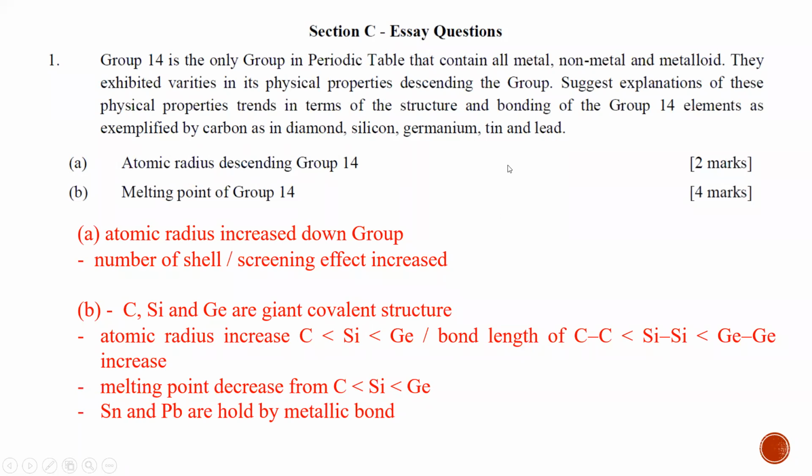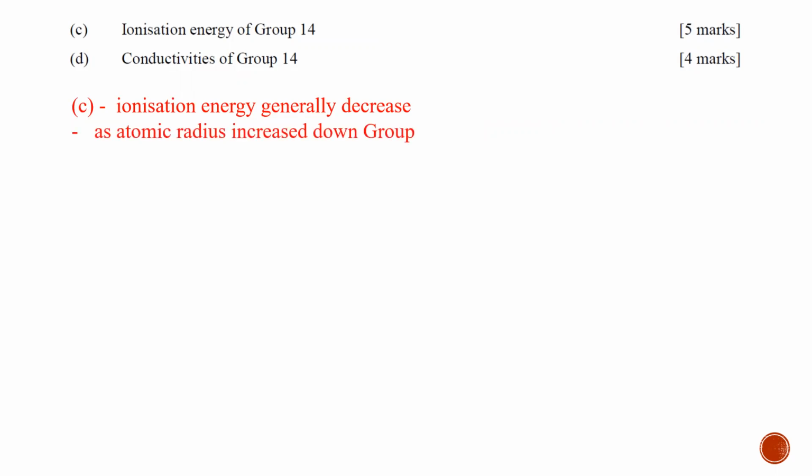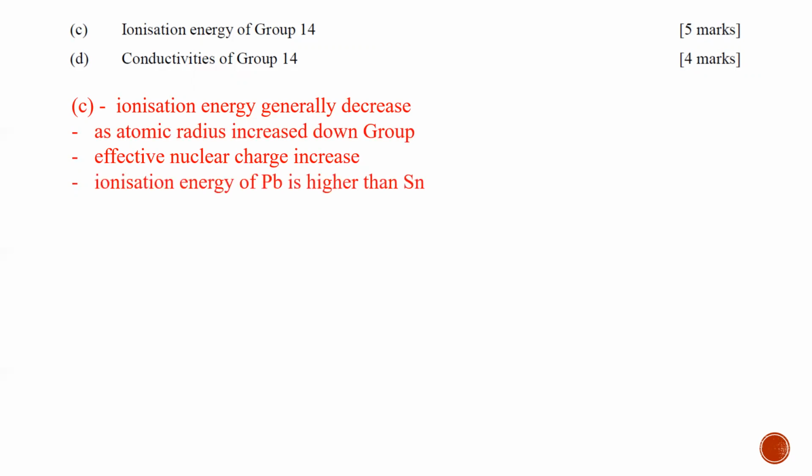Okay, so you notice that when it comes to STPM questions, they will more or less ask around all this. So that is for 1A and 1B, and then we have 1C, ionization energy of group 14. So generally, ionization energy decreases. Why? Because atomic radius increases down group 14 as the effective nuclear charge increases. As a student, you should also write that nuclear charge increases.